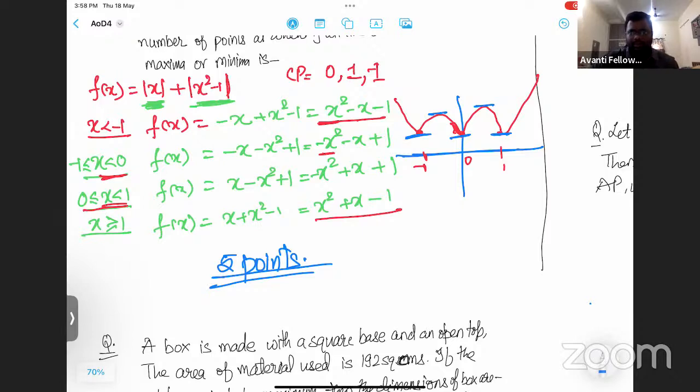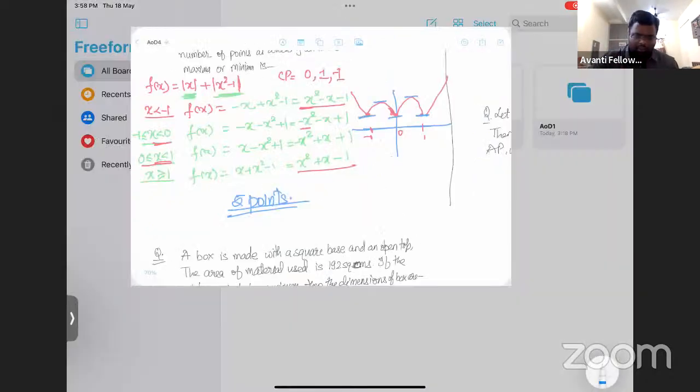Clear? Are we good here? Okay. Now we'll move back to our question. The question we have already left in the previous slide, right? So we'll go and solve that question first, then we'll come back.